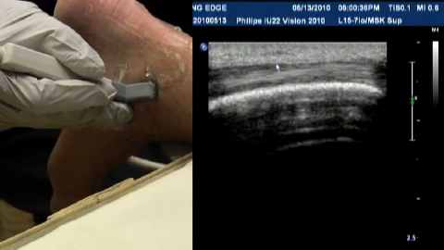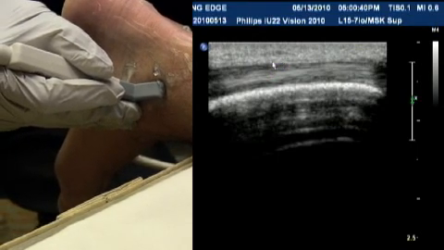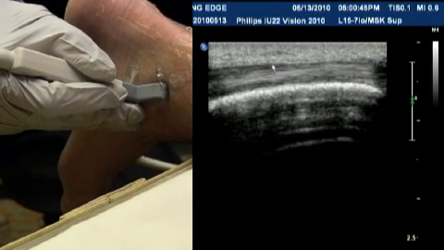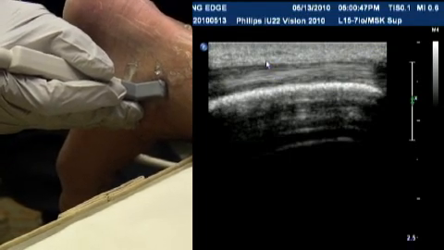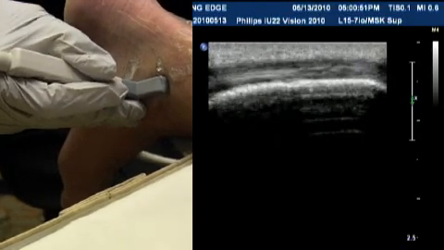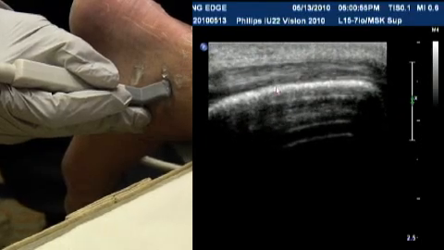So you have to be careful to make sure that the pathology or the pain is coming from the tendon or the tendon sheath. Otherwise, you can mistake the tendon pathology for tendon sheath pathology. And the tendon sheath pathology is called tenosynovitis. Again, this tendon looks normal. That's the posterior tibial tendon, and that's the bony landmark underneath it.